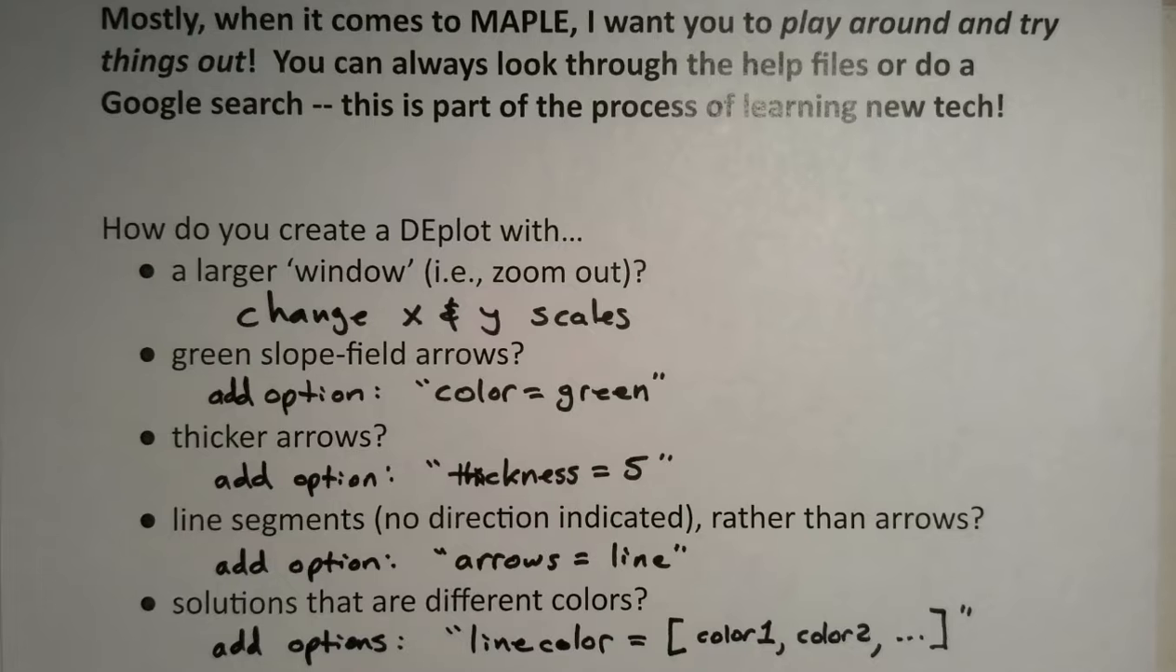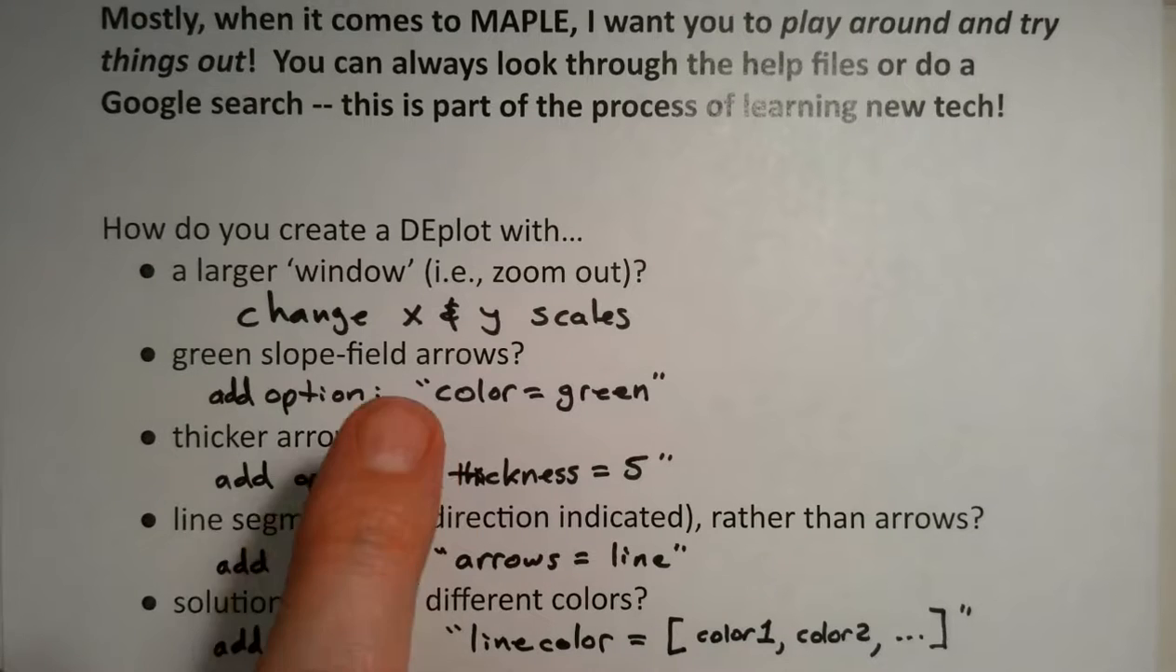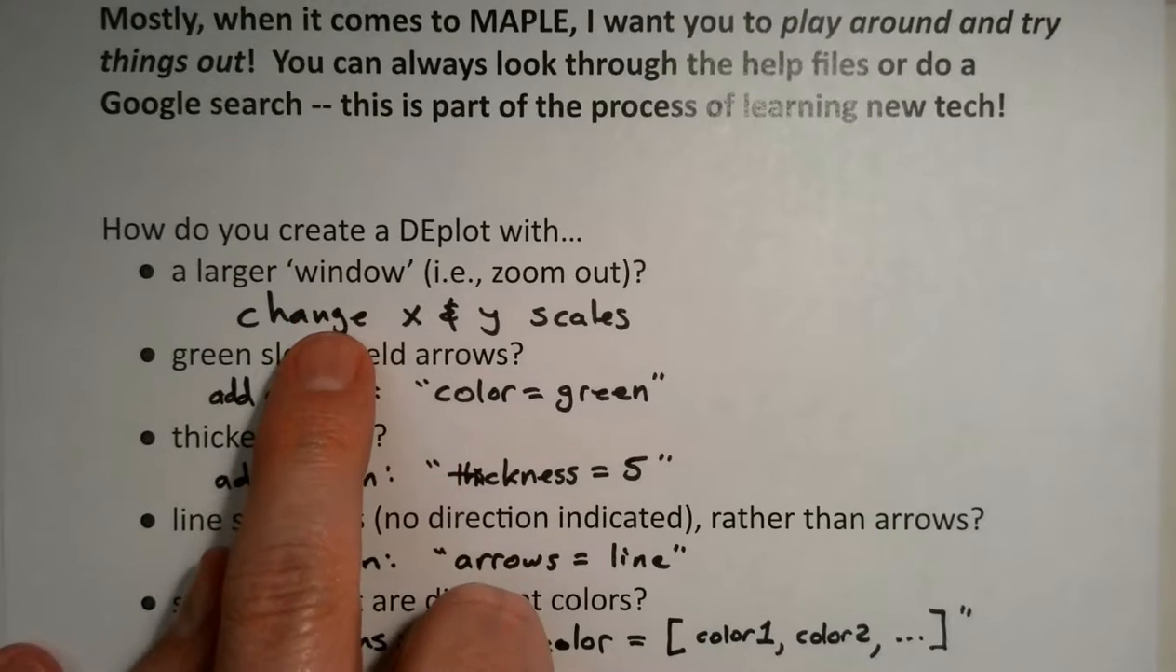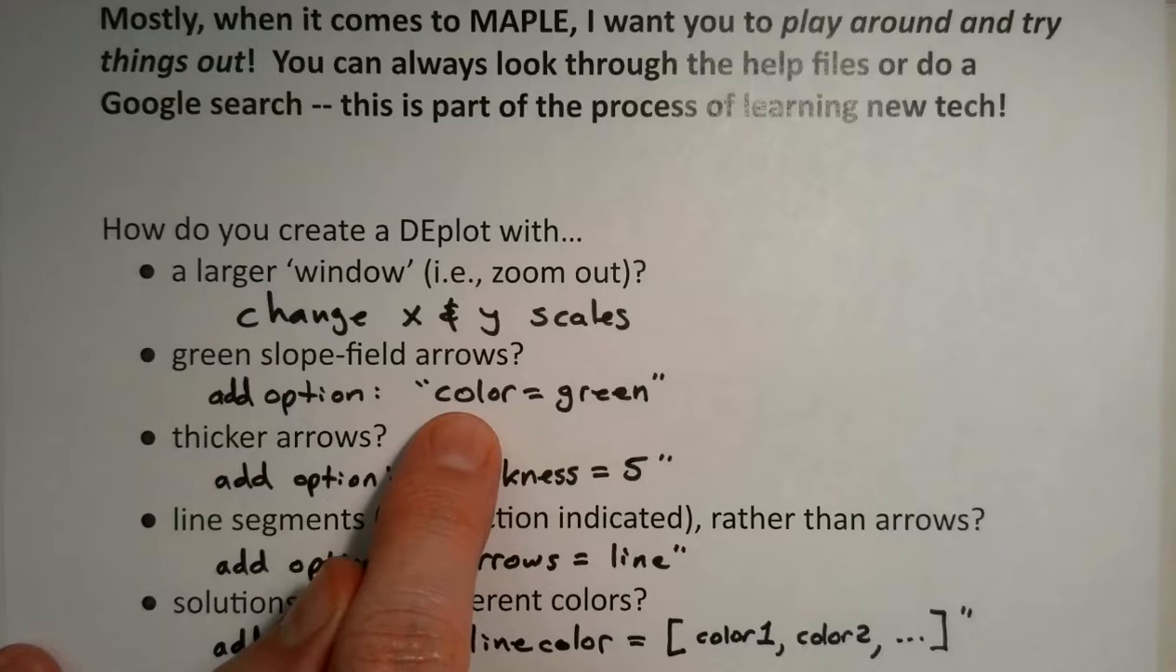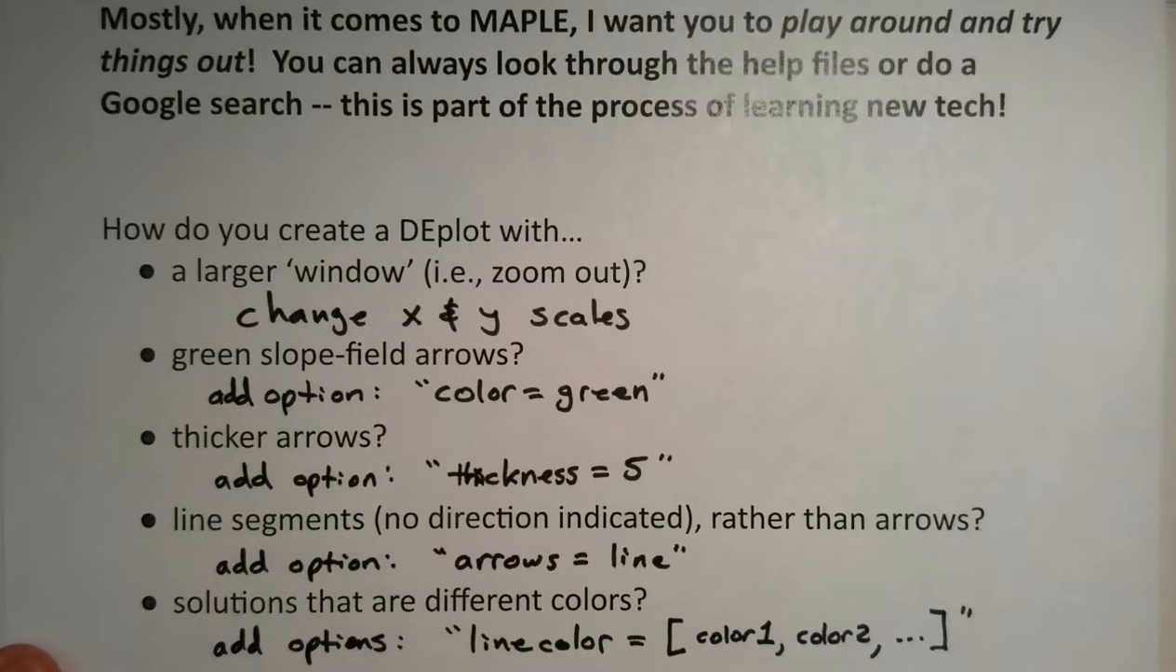Okay, so here are the solutions to the puzzle. If you want a larger window, you can just change the XY scales. If you want to add slope field arrows that are green instead of red, you can just add the option color equals green. If you want thicker arrows, you can add the option thickness equals a number like 5. If you want to change the arrows to line segments, you can just write the option arrows equals line.